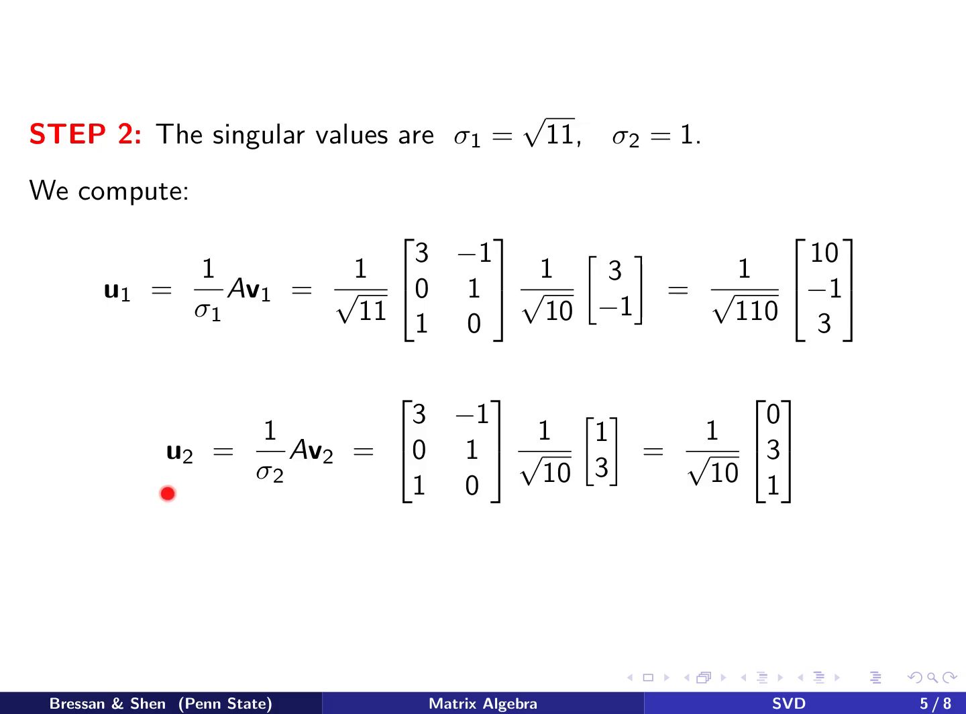And then you calculate u2 in a similar way. It will be sigma 2 here and v2 here. And working everything out, this is what you get.